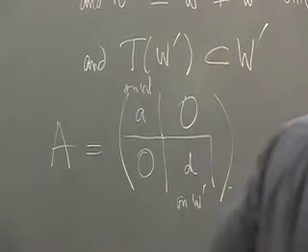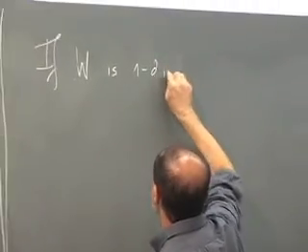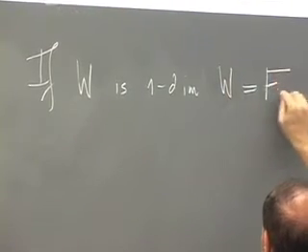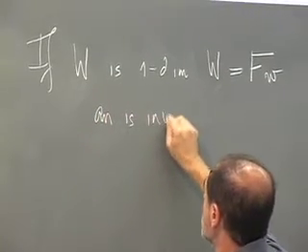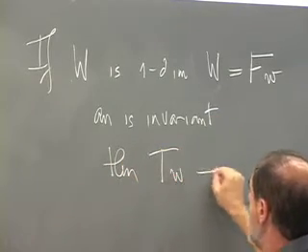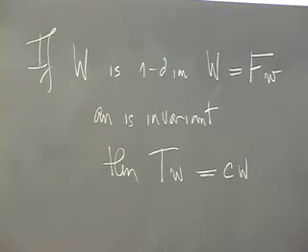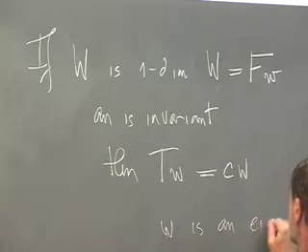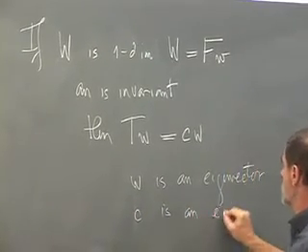if we had W one-dimensional, so it consists of all multiples of some fixed vector w, and is invariant, then T of w has to be a constant c times w, because that's the only other thing in this subspace. Correct? So then we say w is an eigenvector, and c is an eigenvalue.